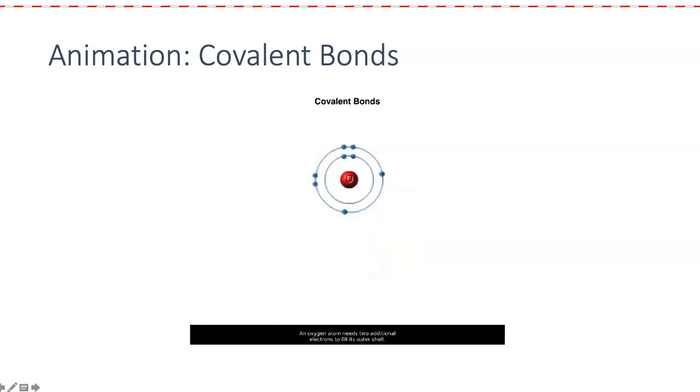An oxygen atom needs 2 additional electrons to fill its outer shell. Thus, it can form 2 single covalent bonds. An oxygen atom can share electrons with 2 hydrogen atoms, forming a molecule of water containing 2 single covalent bonds.